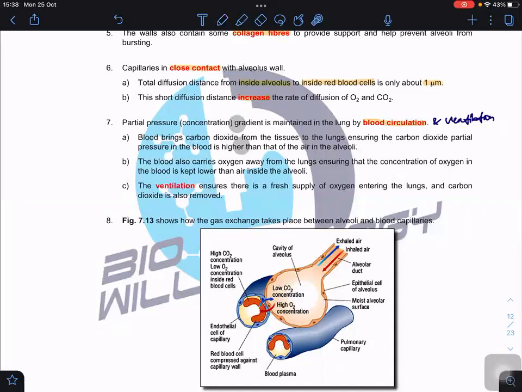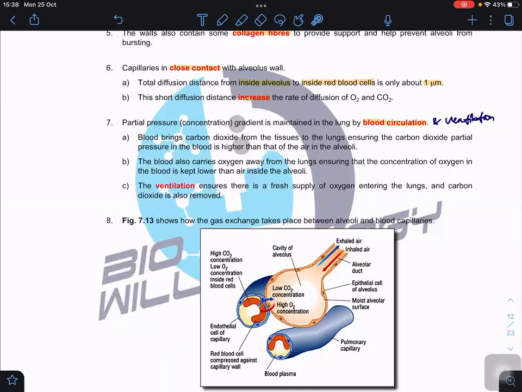So the blood brings carbon dioxide from the tissues to the lung, ensuring the carbon dioxide partial pressure in the blood is higher than in the air in the alveoli. So therefore, we can get rid of CO2. The blood also carries oxygen away from the lung, ensuring that the concentration of oxygen in the blood is kept lower than the air inside the alveoli. So therefore, oxygen can continue to enter into the blood capillary. And the ventilation here ensures there is a fresh supply of oxygen entering the lung, and carbon dioxide is also removed.